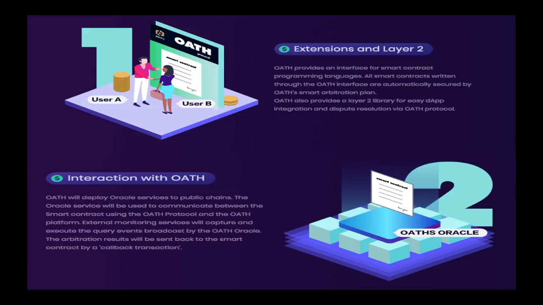You also have interaction with Oath. Oath will deploy Oracle services to public chains. The Oracle service will be used to communicate between the smart contract using the Oath protocol and the Oath platform. External monitoring services will capture and execute the query events broadcast by the Oath Oracle. The arbitration results will be sent back to the smart contract by call block transaction.